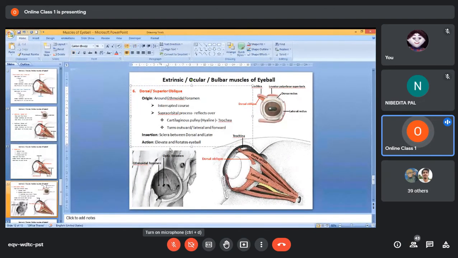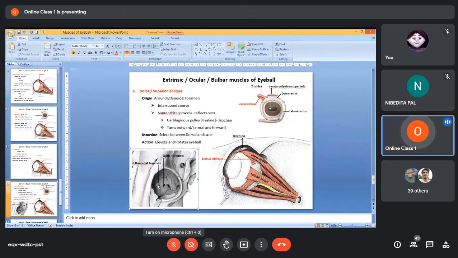So try to remember the point of origin of the superior or dorsal oblique. It is around the ethmoidal foramen. Okay, then one more thing you have to remember regarding the dorsal or superior oblique is that the course of this muscle is interrupted. That means it has an interrupted course. That means from its origin, the dorsal or superior oblique will move forward along the dorsal aspect of the eyeball.